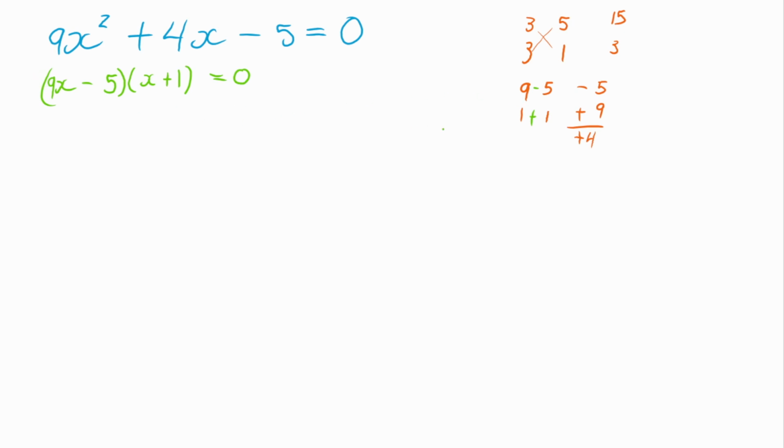So this 9 in the front came from here, and then that negative 5 just came from over there. If we continue solving for this, we are going to get that x is equal to 5 over 9, or x is equal to minus 1. This one wasn't too bad to factorize, but sometimes they can get really annoying, or you're not sure and you want to check. That's exactly what we can use a calculator for.